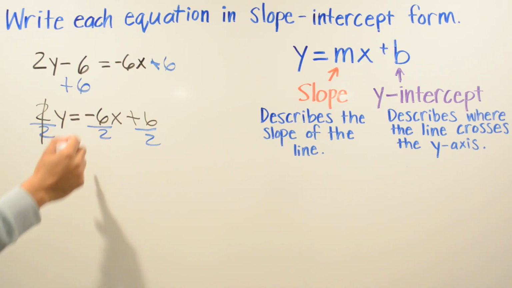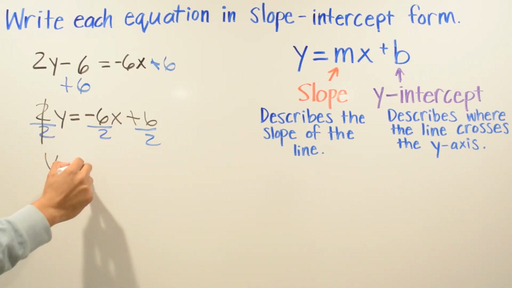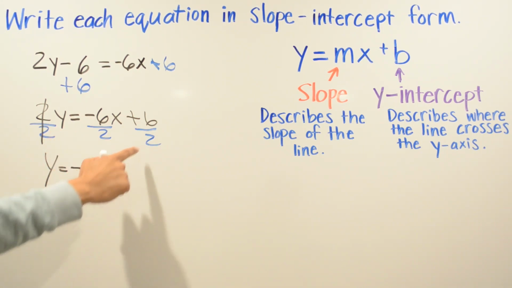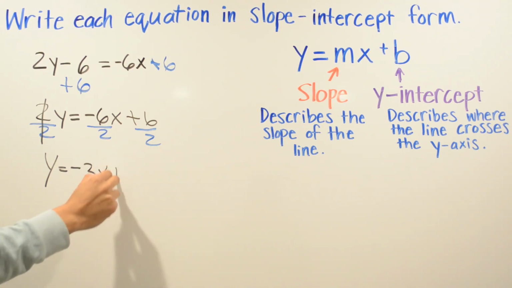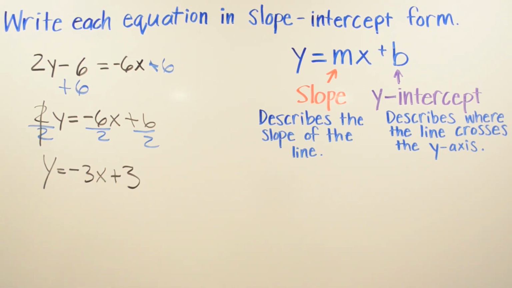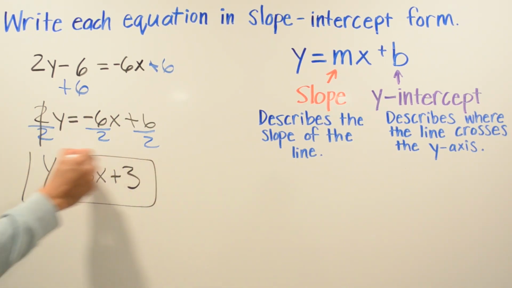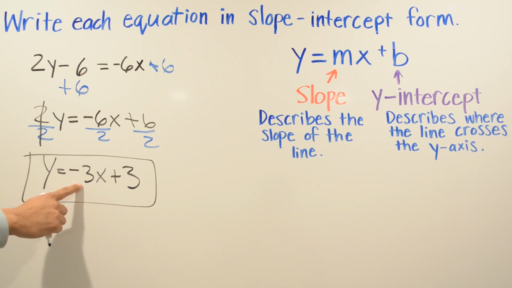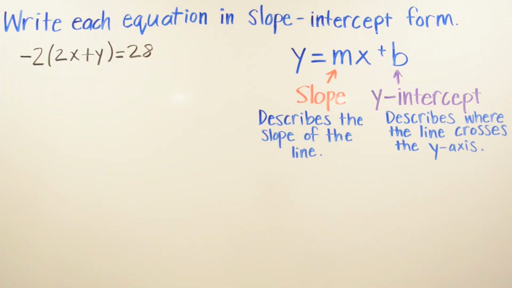Positive times a negative is going to be a negative 3x. And then 2 goes into 6 3 times. So y equals negative 3x plus 3. That is your answer, and negative 3 is going to be your slope, and positive 3 is going to be your y-intercept.